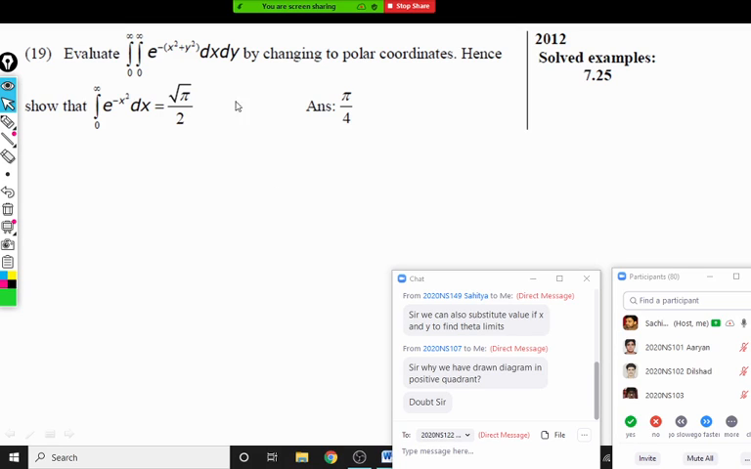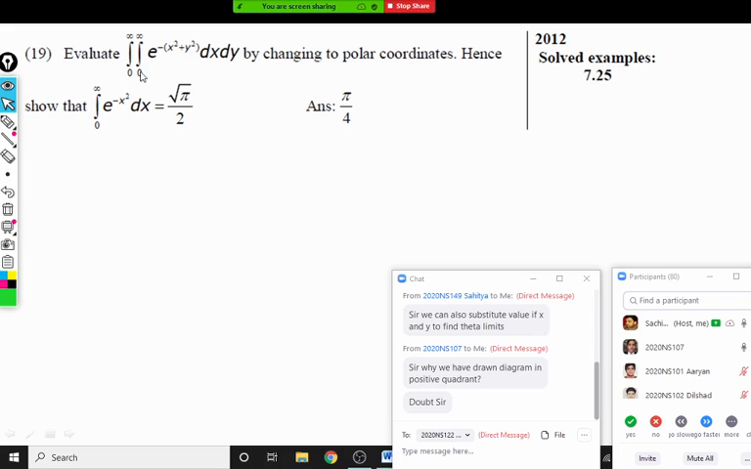107 is asking why we drew the region in the first quadrant. Obviously, x is 0, y is 0, and then x is infinity, y is infinity. 107, tell me, which is the place where x is 0 to infinity and y is 0 to infinity? Yes, sir. x is 0 means the y-axis to infinity, and y is 0 means the x-axis to infinity, that is the positive quadrant only.